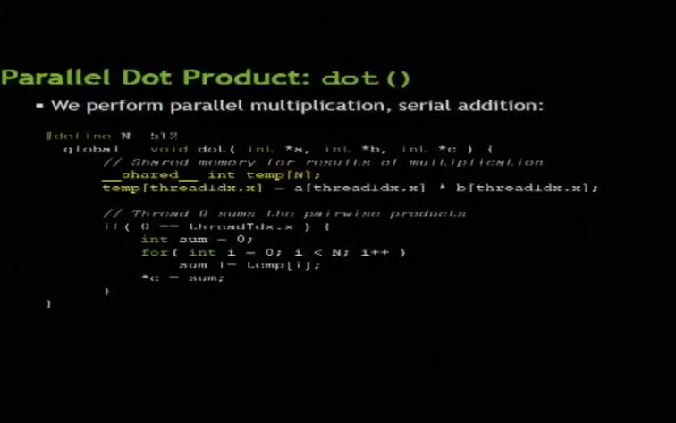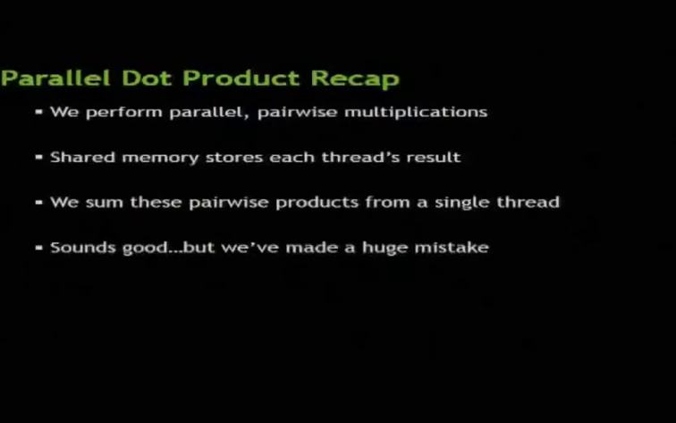So this is summing things up. Now, it does have a problem, and that's where I want to introduce some other concepts. In this part, we performed a parallel pairwise multiplication. The shared memory stores each thread's result, so now all the threads in that block can see all of those temporaries. We sum these pairwise products from a single thread. It sounds good, but we made a huge mistake, right? This gets back to your caveats of parallel programming.